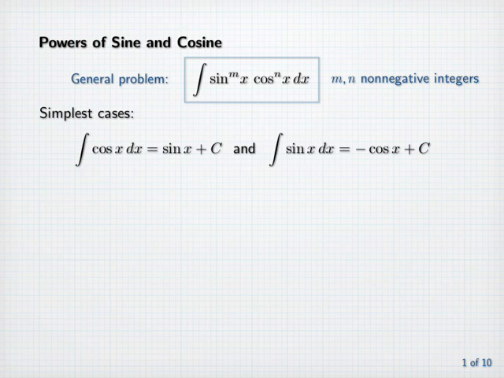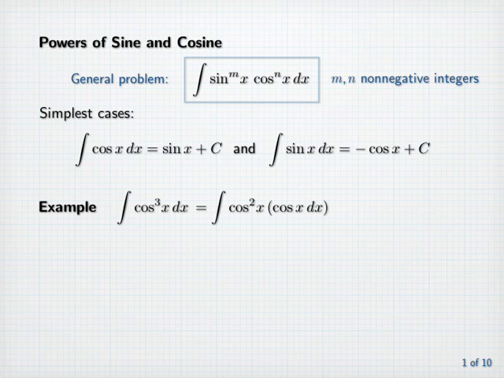Now let's look at an example of a little bit more complicated situation. Suppose we want to compute the indefinite integral of cosine cubed x dx. The key here is to notice that we can take one of the cosine factors and group it with dx, and think of that as the du that arises from a substitution of u equals sine x. Now, in order to make that substitution, we need to express the rest of the integrand in terms of sine.